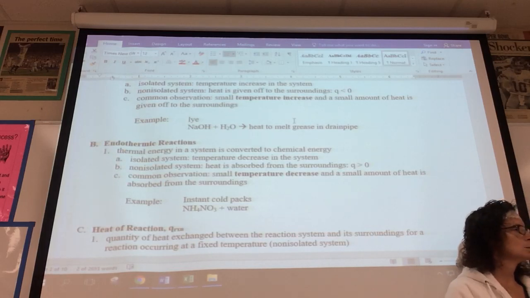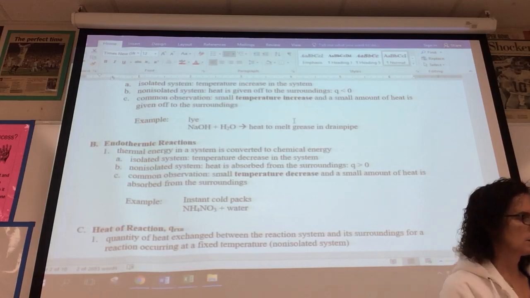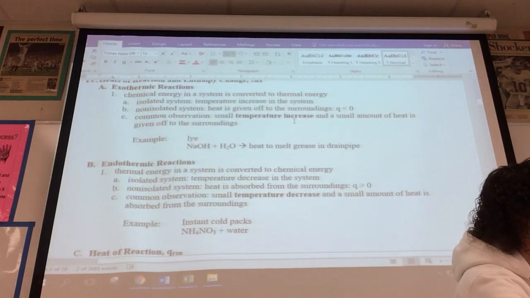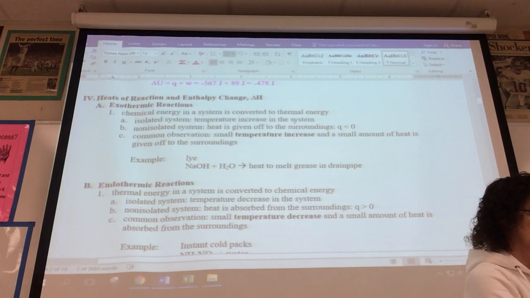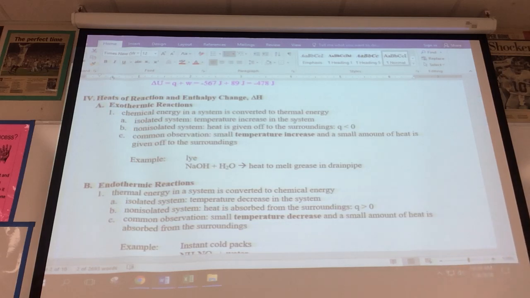I'm just confused about the isolated system, because it says isolated system, temperature increase in the system and then decrease, but it seems like it's backwards. It's a very backward concept, because you would think that if heat is being released, you would measure a decrease, but it's not what you measure. And when you do the lab, you'll see it, because you'll feel it. Think about what you feel.